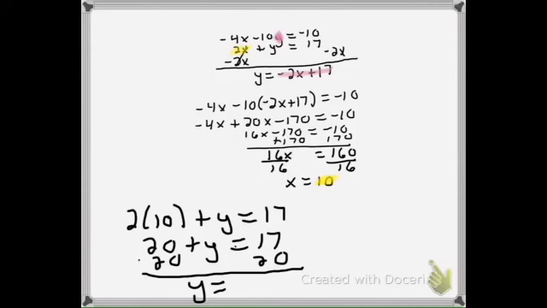Sorry, y does not equal negative 7. y equals negative 3. Stefan's getting a little crazy here. Okay, so now I've got an x and a y, I've got a 10, and I've got a negative 3.